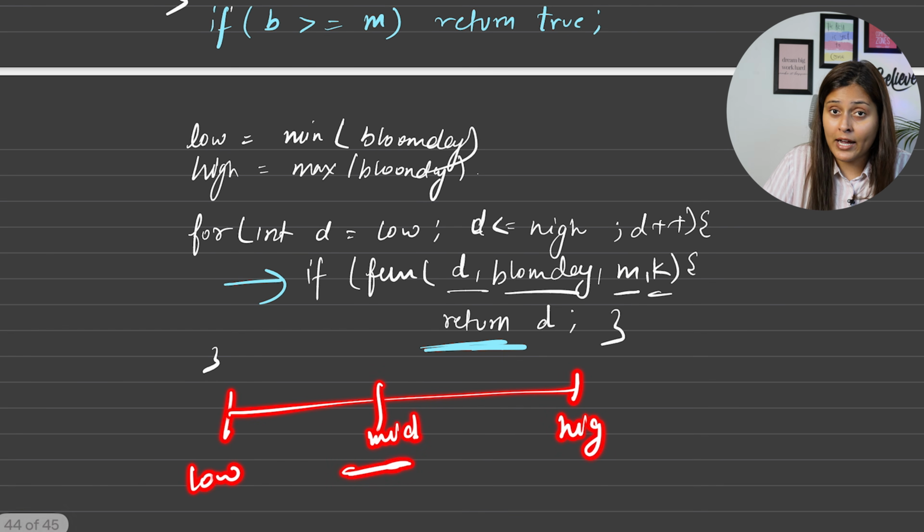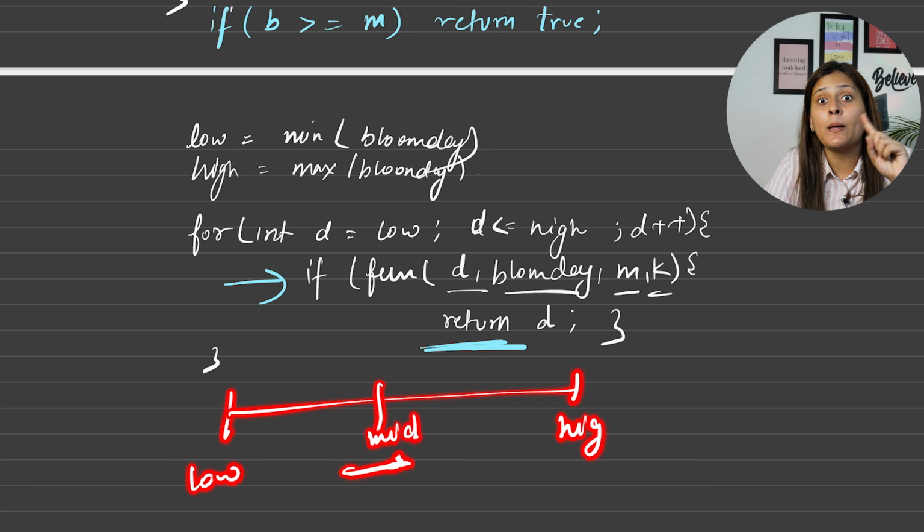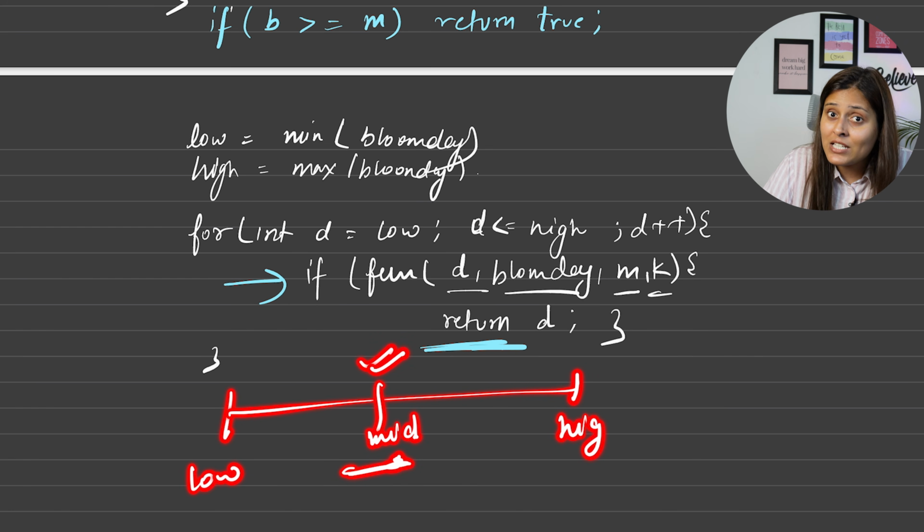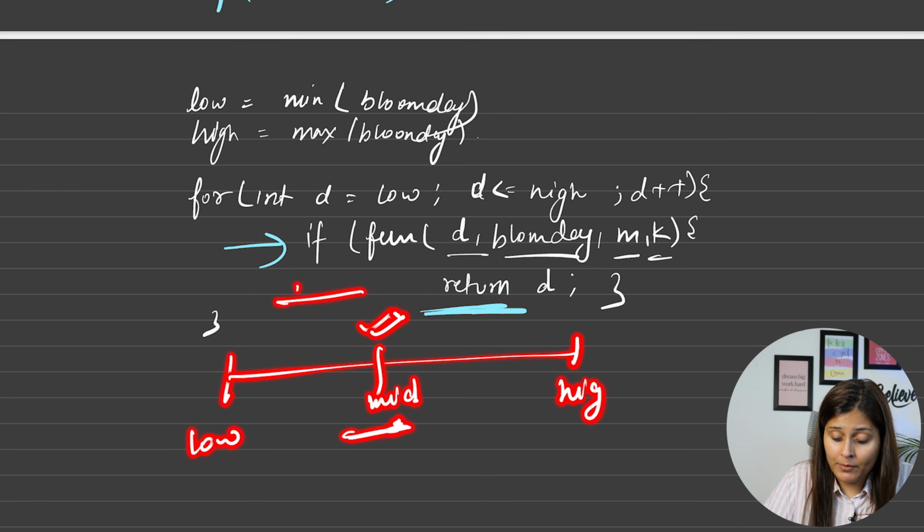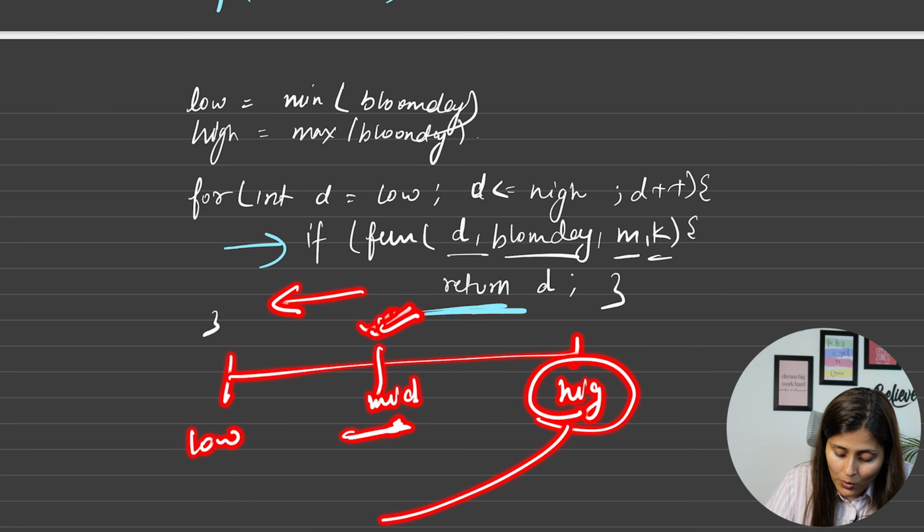If with that mid value it was possible to make m bouquets within that mid days, mid is nothing but the number of days. As the question is asking for the minimum number of days, we would definitely like to save this mid answer, because going leftward we might not find our answer. So we will save it and move our higher pointer to mid minus 1, correct?